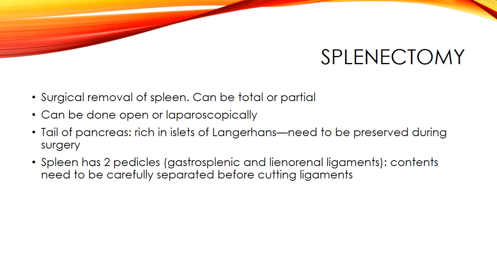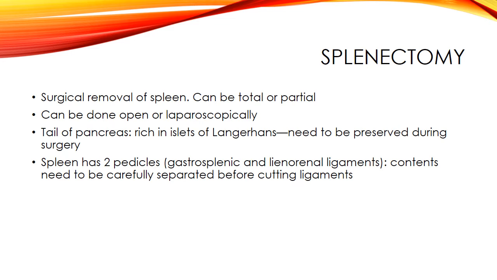Splenectomy is the surgical removal of the spleen. We can either remove the spleen entirely, or we can remove a partial segment of the spleen. We can do this either open or in a laparoscopic fashion. The point is that the tail of the pancreas is present in the lienorenal ligament, and we need to be very, very careful when we are cutting through this ligament to remove the spleen. Why? Because the tail of the pancreas is rich in islets of Langerhans.